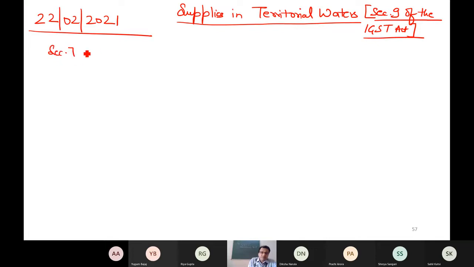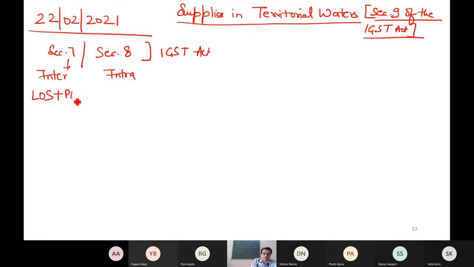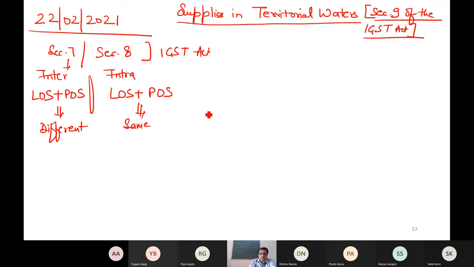If you remember what we did, Section 7 and Section 8 of IGST. Section 7 was discussing interstate supplies and Section 8 was discussing intrastate. In both the cases, location of supplier plus place of supply were required. If these are in different states or UTs, it was interstate. If these are in the same state or UT, it is intrastate.